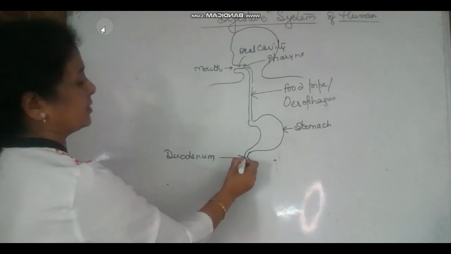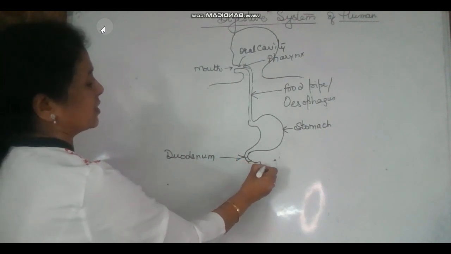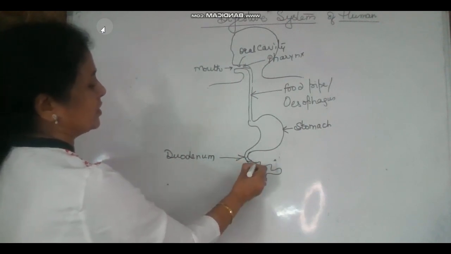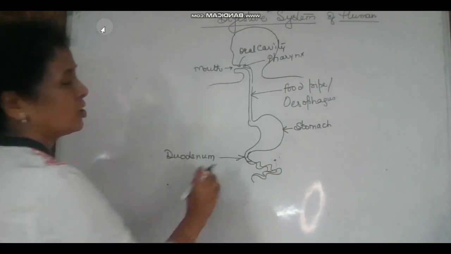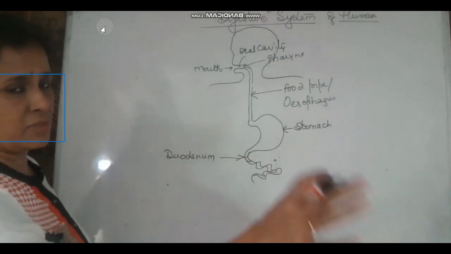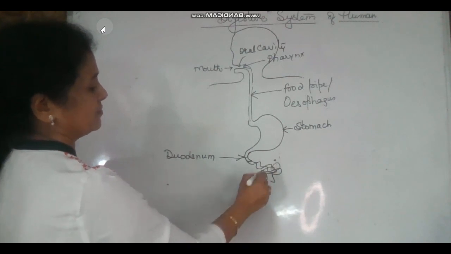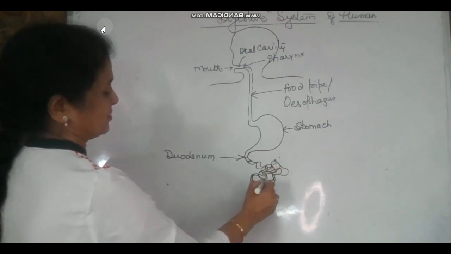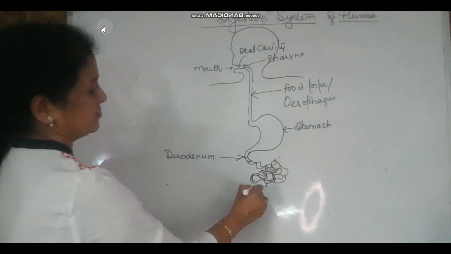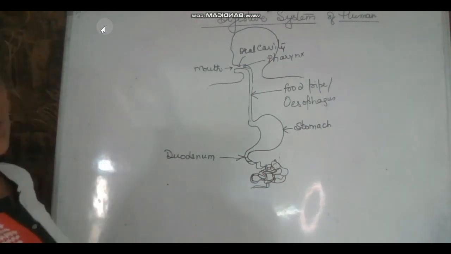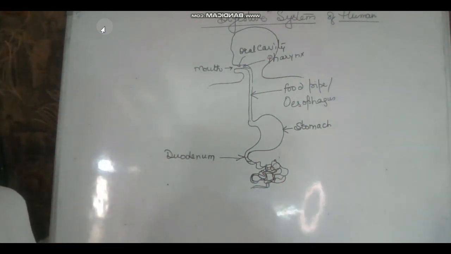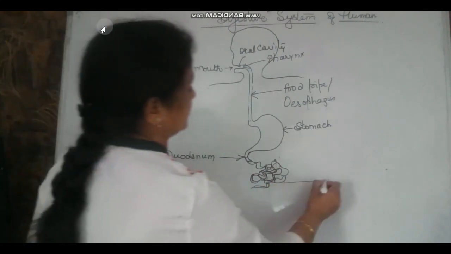Now this duodenum will continue into a highly coiled structure. Don't worry about this structure. You can draw it however you like. You can draw a structure like Maggie. Draw it like this. Why are we drawing it like this? Because this is the longest part of the alimentary canal. This is ileum.